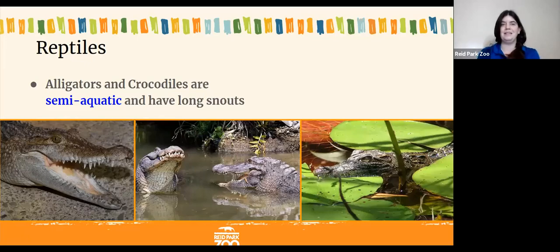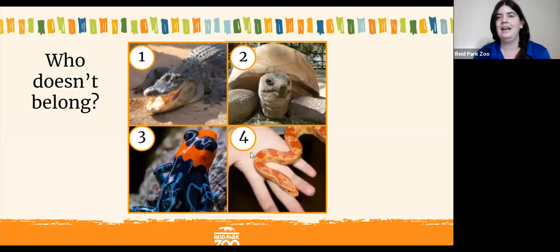All right, so here's another guessing game for you guys, where we have an alligator, an Aldabra tortoise, a poison dart frog, and a snake. So which of these do you guys think is going to be least like the others in their groups?